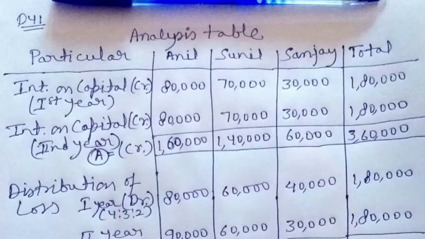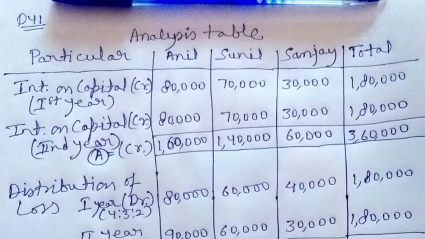Clear? So in the first year it is 80,000 for Anil, 70,000 for Sunil, 30,000 for Sanjay. So the total is 1,80,000. And in the second year the same amount is there: for Anil 80,000, for Sunil 70,000 and for Sanjay 30,000. So the total is 1,80,000. The total of both years' interest on capital is 1,60,000 for Anil, 1,40,000 for Sunil, 60,000 for Sanjay, and the total expense or loss for the firm is 3,60,000.